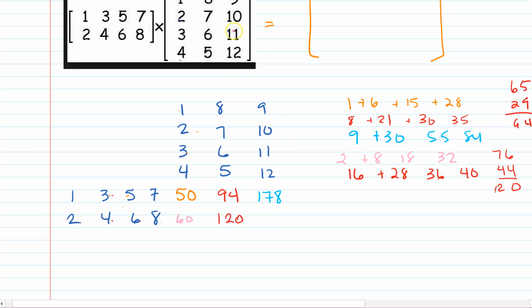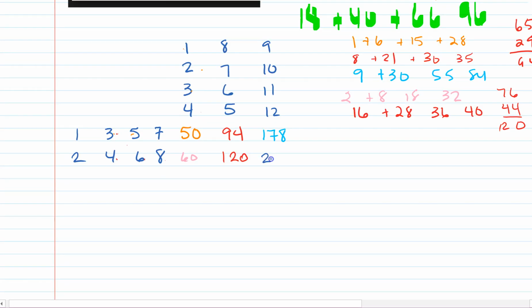And now for the last one, I'm going to take another color. 9 times 2 is 18, highlighter. 10 times 4 is 40, then 66. And 8 times 12, what is that, 96? Add those up, and I got 220.